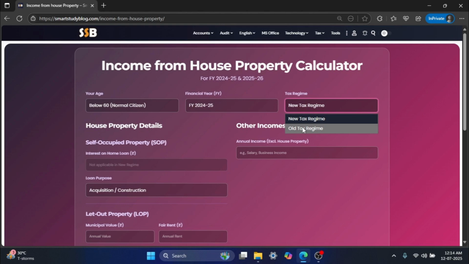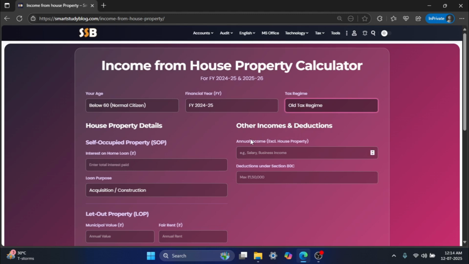12 lakhs, wow. But there's a catch, right? There is. The trade-off is losing those common deductions, things like Section 80C or the home loan interest deduction for a self-occupied property. Those are available in the old regime, but then again, the tax slabs themselves are different there, so it's a balancing act. Right. So, what does this mean for your specific house then?